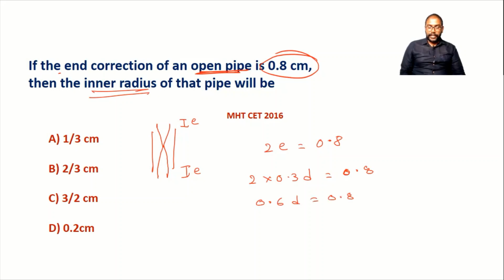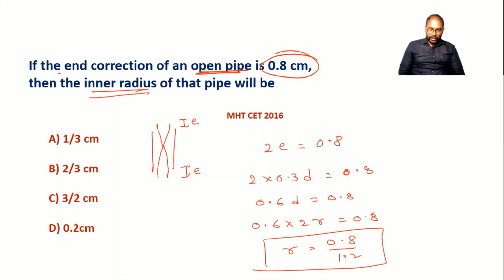But you know the diameter and radius relation: 0.6 is as it is, and diameter is twice the radius. So 0.6 times twice the radius is equal to 0.8. So r is equal to 0.8 by 1.2, and we have to solve this to get the answer. Now here, I can use r as 8 by 12. So 8 by 12 means 4 2s are 8, 4 3s are 12. So 2 by 3. So 2 by 3 is written in option B. So option B is the right answer for this question.